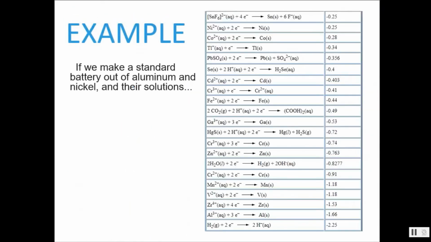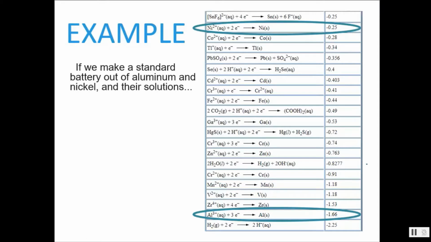Let's do one more example. So this time we're going to try to reinforce some of what we learned earlier. We're going to create a battery, a galvanic cell, made of aluminum and nickel and their solutions. Nickel is here. It has a reduction potential of negative 0.25. Our aluminum is way down here, and it has a reduction potential of negative 1.66. So before we go any further, I want you to tell me which will be oxidized and which will be reduced.